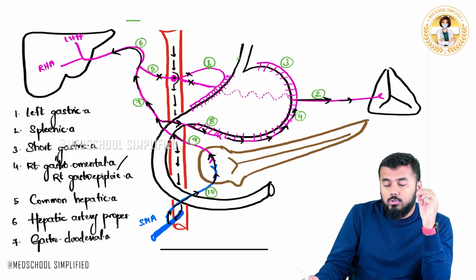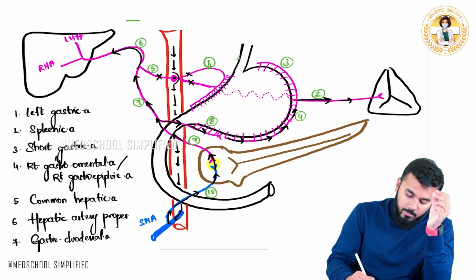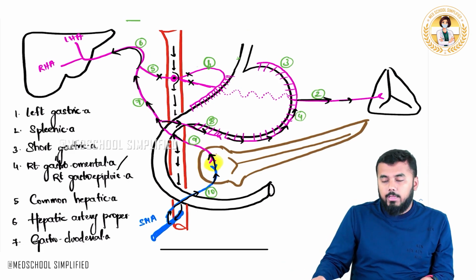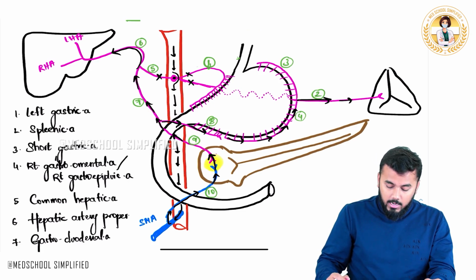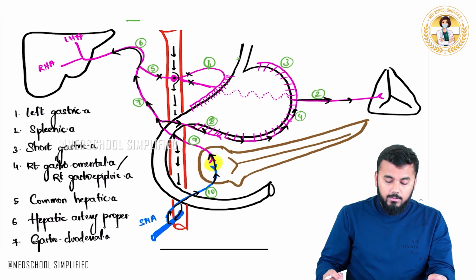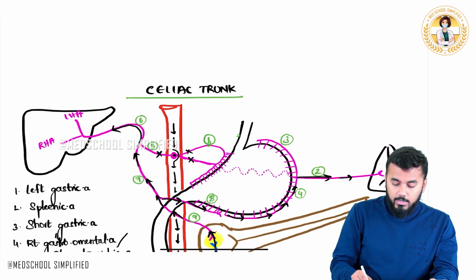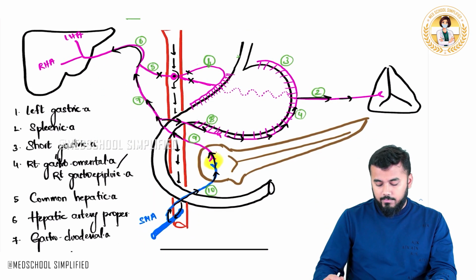This is the most important anastomosis, guys. The combination of the superior and inferior pancreatoduodenal arteries is the most important anastomosis which you have to definitely know at any cost. Okay, so all these which we have discussed are the branches, and these are the important things which you need to know in the celiac trunk.